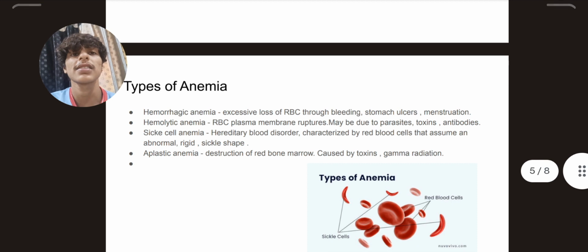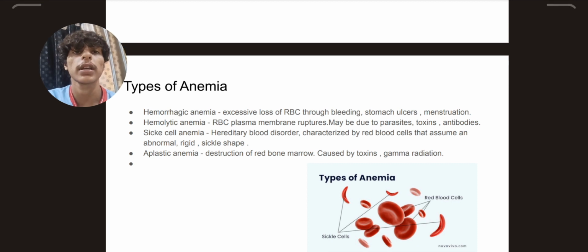Now let us discuss types of anemia. There are basically four types: hemorrhagic anemia, hemolytic anemia, sickle cell anemia and aplastic anemia. First, hemorrhagic anemia. It is due to excessive loss of RBC through bleeding, stomach ulcers, menstruation. Then hemolytic anemia. The RBC plasma membrane ruptures, maybe because of parasites, toxins and antibodies. Due to rupture of the plasma membrane, hemolytic anemia will occur.